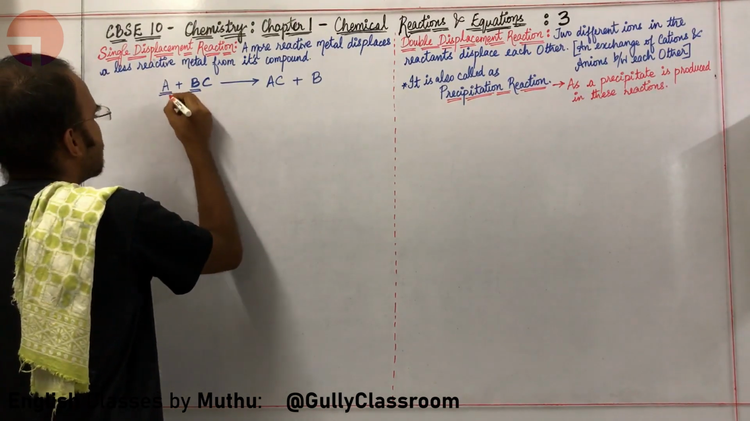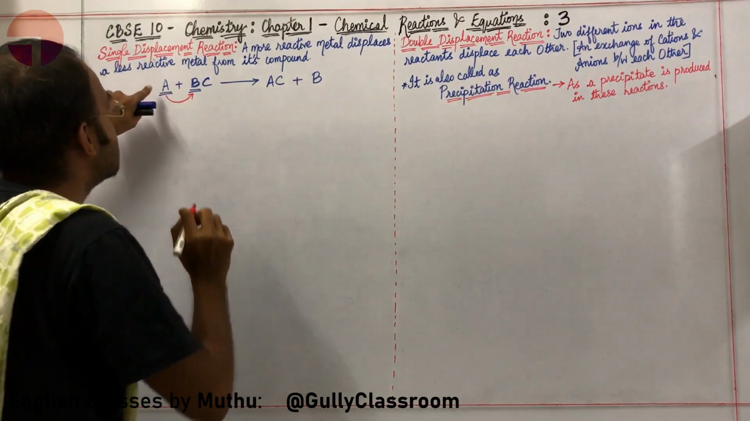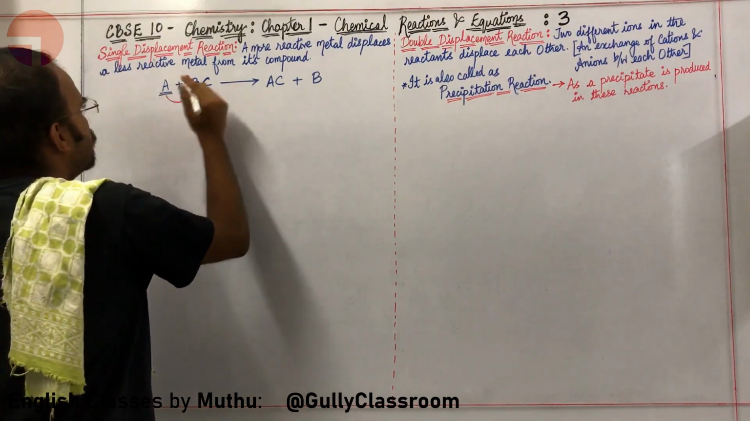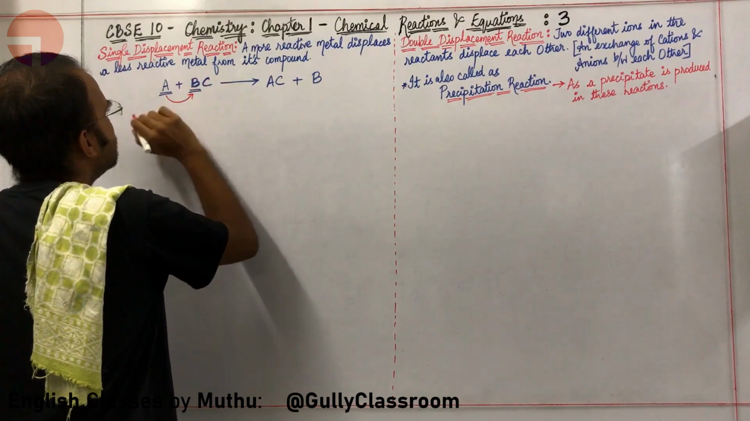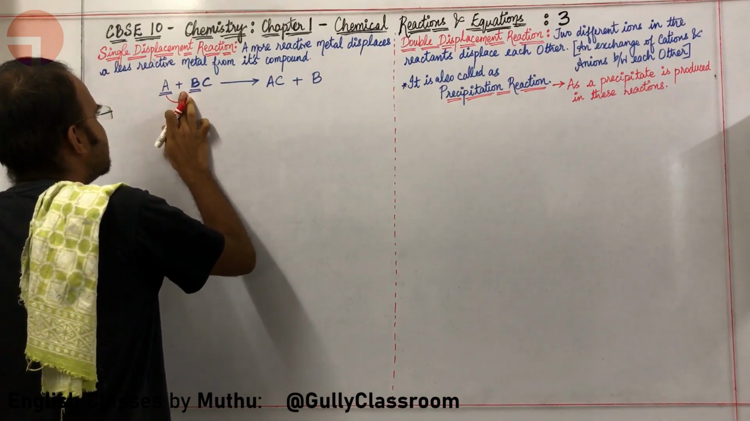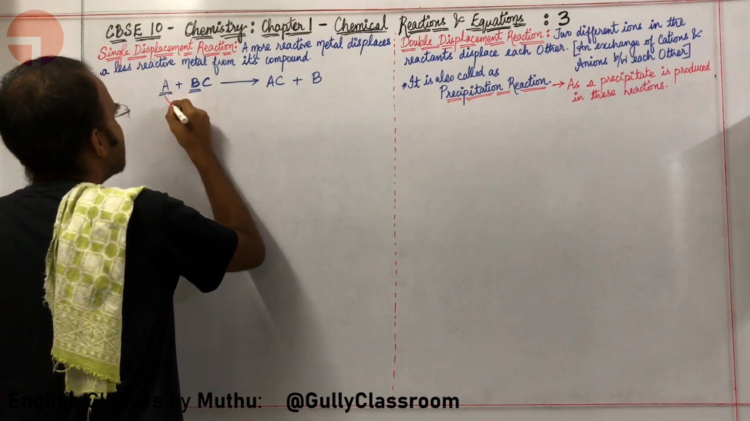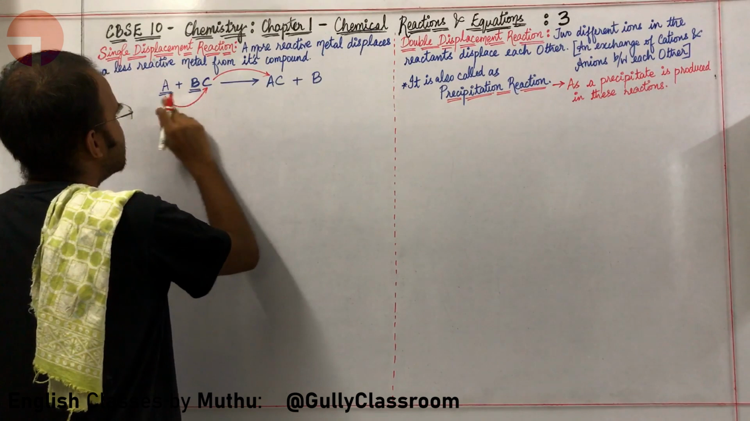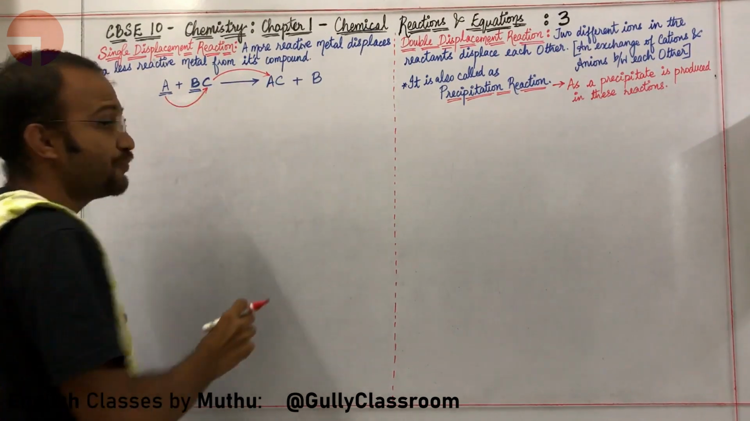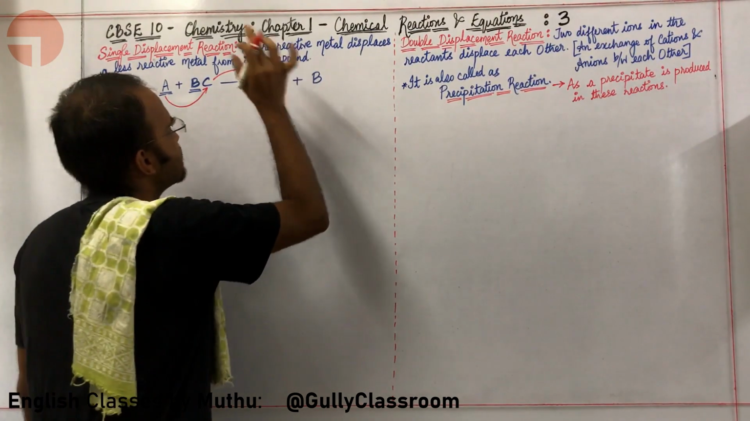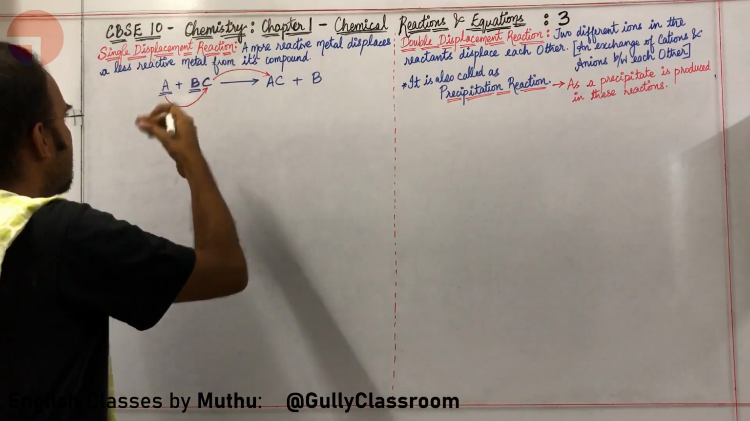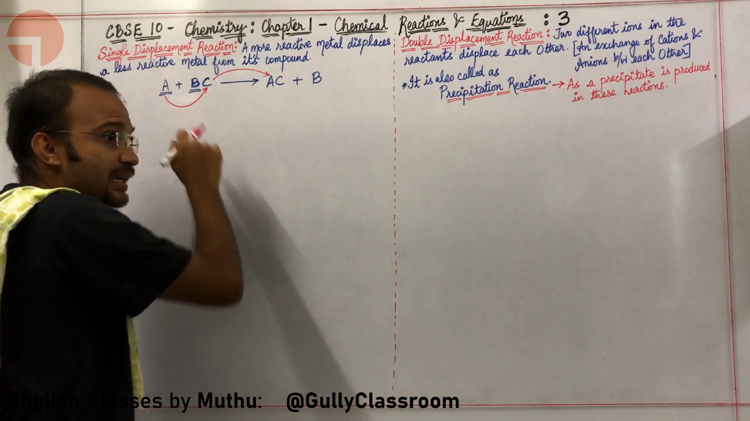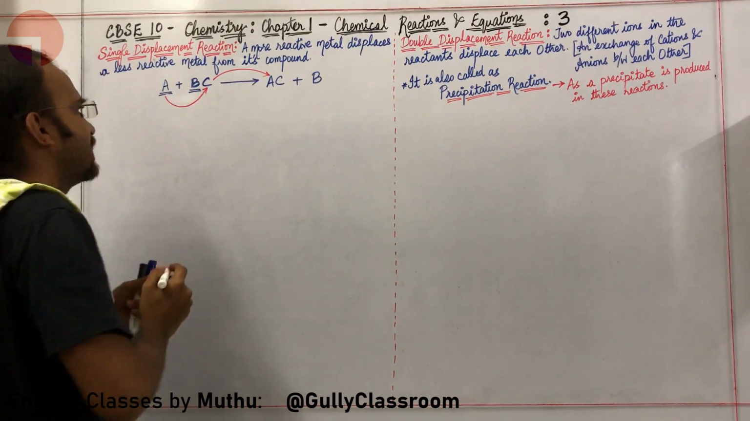Here A is coming, fighting with B. Since A is a more reactive metal than B, A is sending B outside, taking the place of B and forming AC. This is called a single displacement reaction because one single displacement is happening. One more reactive metal is displacing a less reactive metal.